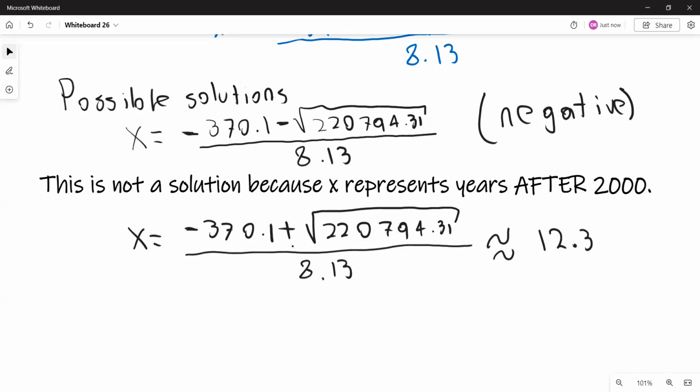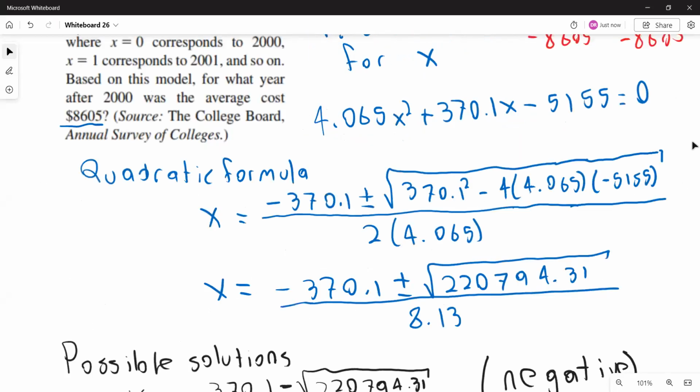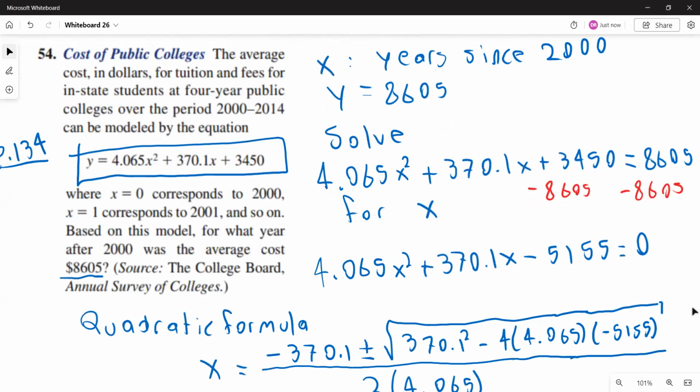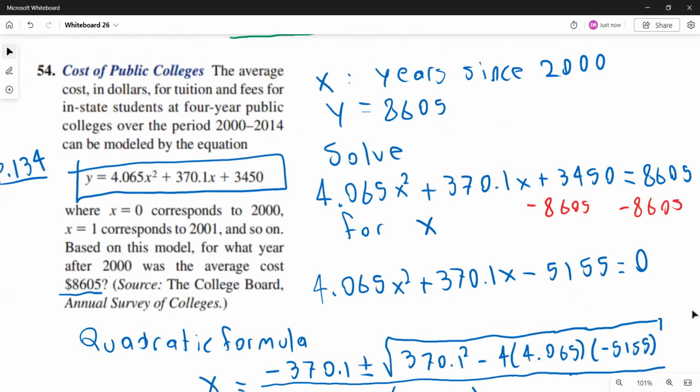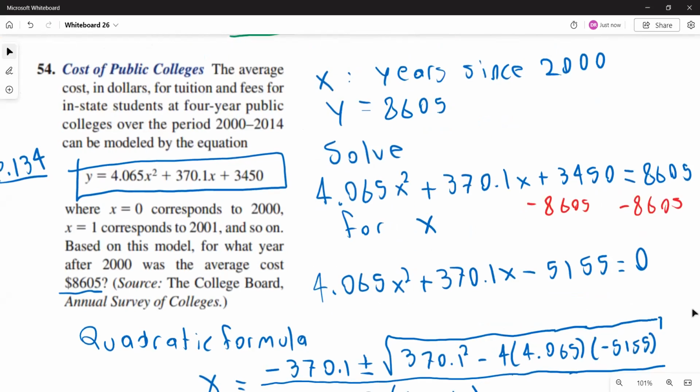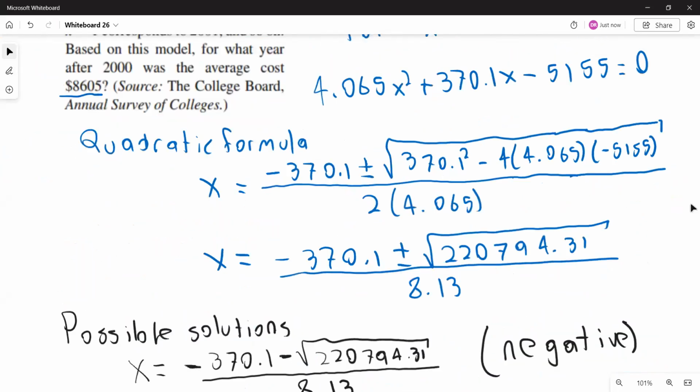So the answer to the question is that in 2012, that's years after 2000, the tuition and fees, or the average cost, was 8,605.